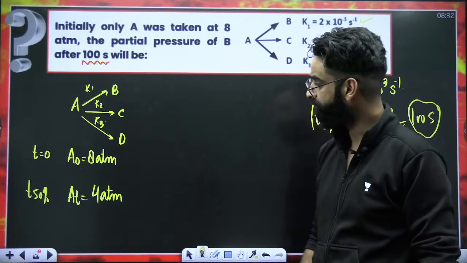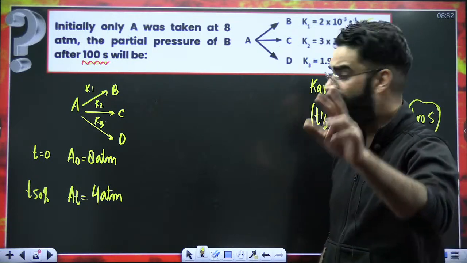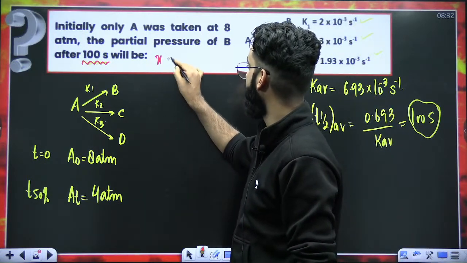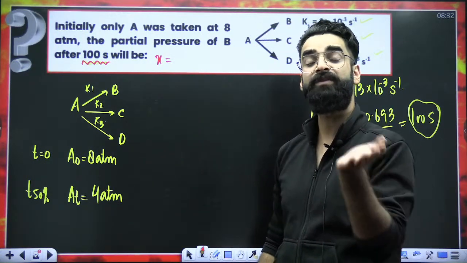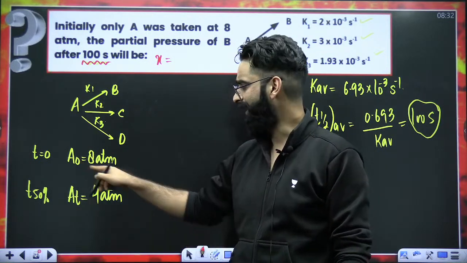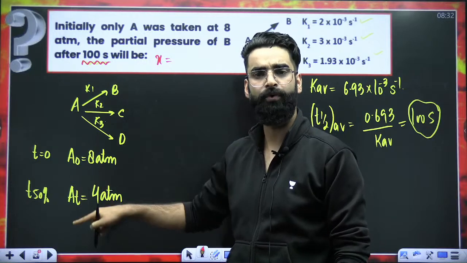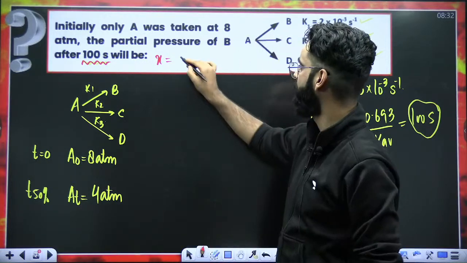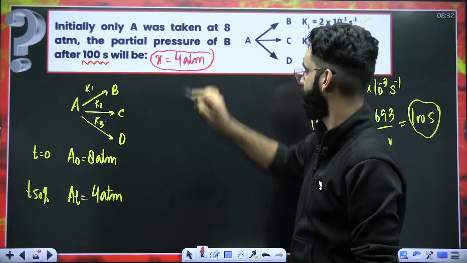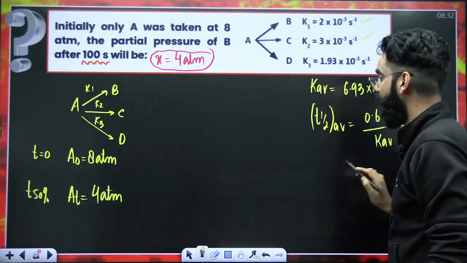Correct, people? If I ask you what is the value of X? X value used to be the moles of reactant that got converted into product, but instead of moles, I'll be using pressure. Initially I had 8, now I'm left with 4. Therefore 4 atm has got converted. So X is 4 atm here. Now my dear students, try to understand.